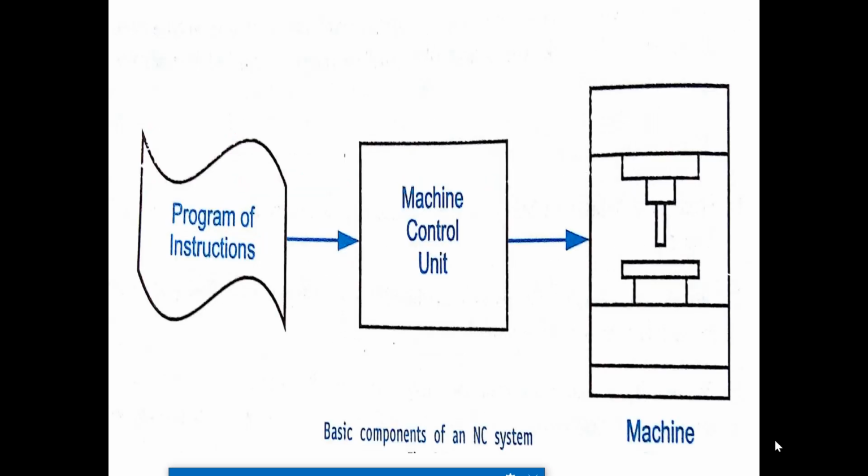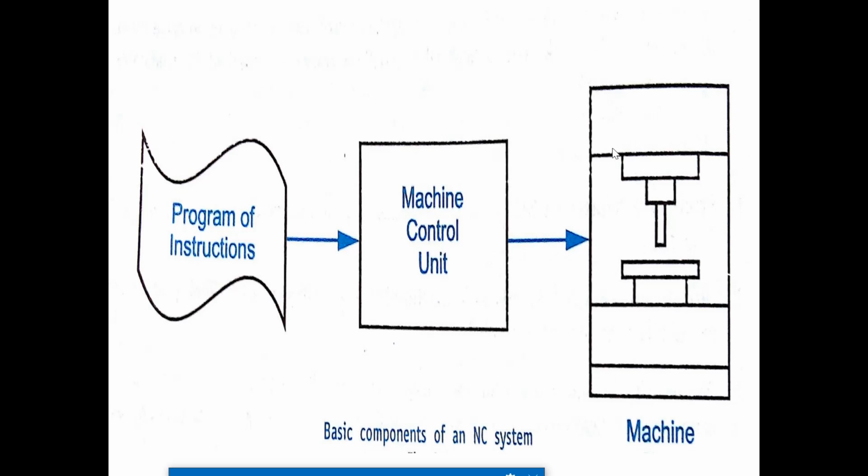Next is the basic components of an NC system. This is very important for your syllabus. You may be asked a question on this basic component of the NC system. NC system is nothing but a numerical control system. Here we will have a set of program instructions in the machine language. Those program instructions we are going to feed to the machine control unit. The machine control unit is responsible to read that program and understand the coding of the program, and then it is going to do the necessary actions or controls in the machine.